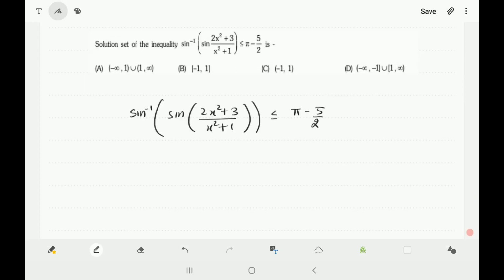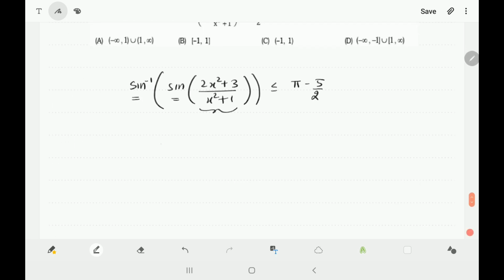In this problem, we have to find the values of x for this particular inequality, sine inverse of sine of (2x² + 3)/(x² + 1) less than or equal to π minus 5/2. The biggest mistake you can make in this problem is to cancel this sine inverse with this sine. This is not true in this particular case because you have to check the value of the internal term. Sine inverse of sine theta gives theta if and only if theta is in [-π/2, π/2]. So you have to check the range of this particular function.